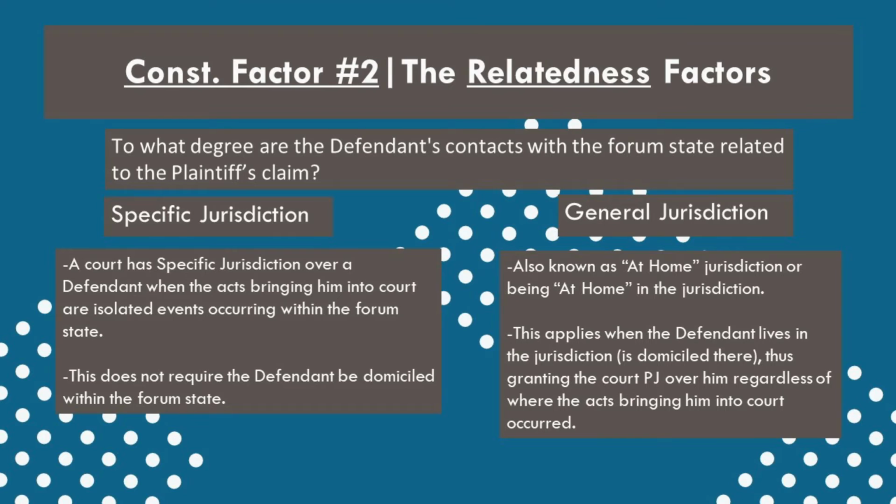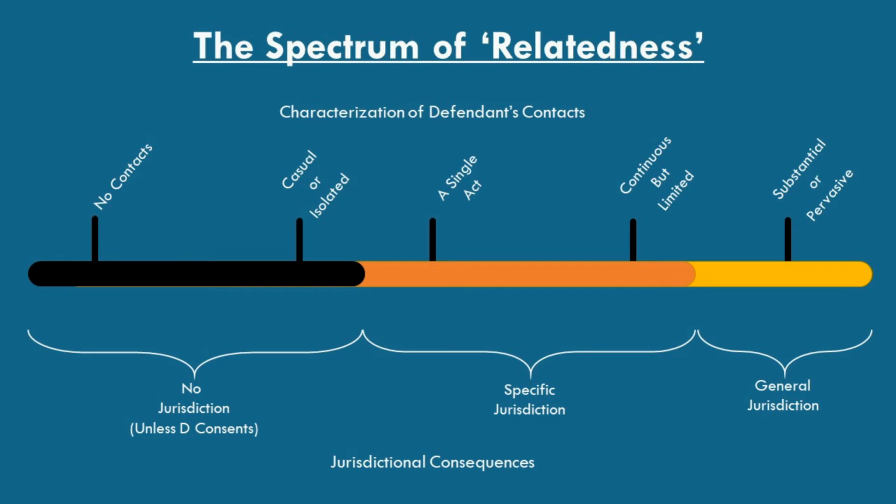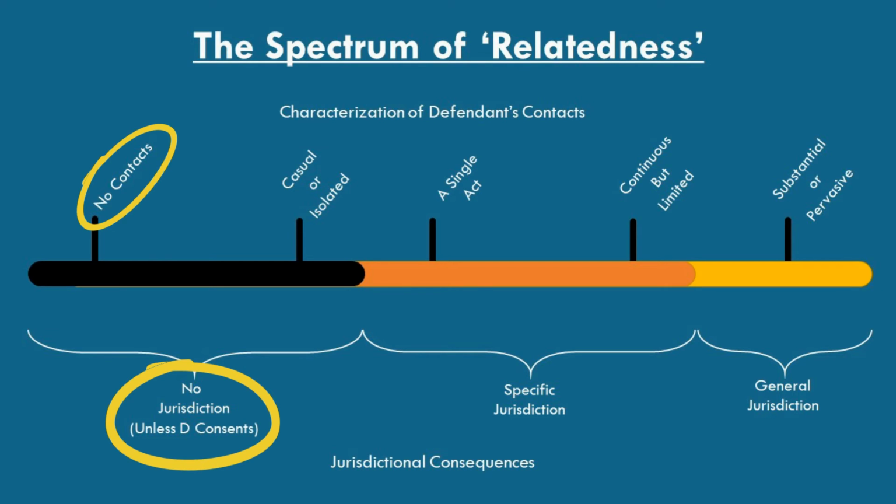But how do these concepts relate to the defendant's contacts? This chart, what I call the spectrum of relatedness, illustrates the jurisdictional consequences resulting from the character of the defendant's act or acts within the forum state. How the defendant's contacts with the forum state are characterized determines where on the spectrum they will lie, and whether the court will lack jurisdiction, have specific jurisdiction, or have general jurisdiction. If a defendant has no contacts with the forum state, then a court is unable to exercise PJ over him. However, a defendant could consent to personal jurisdiction under these circumstances.